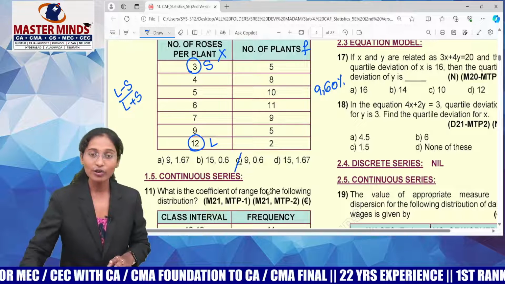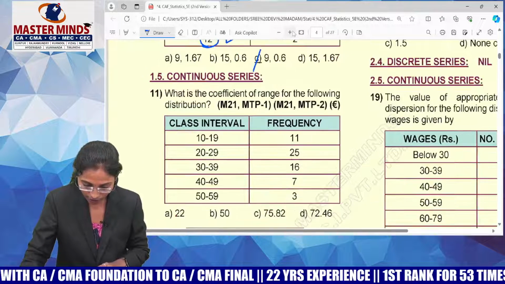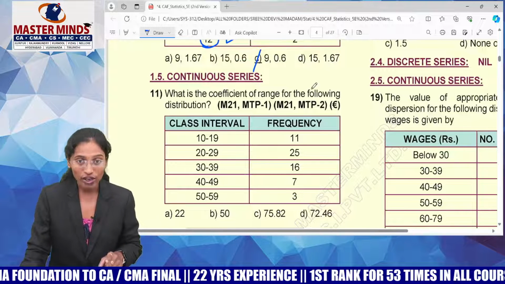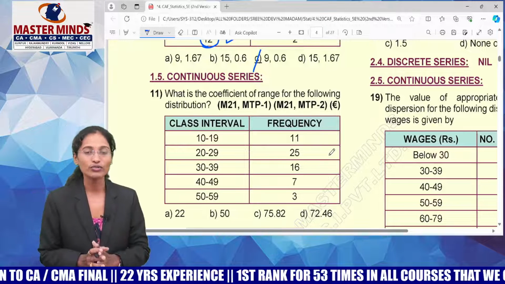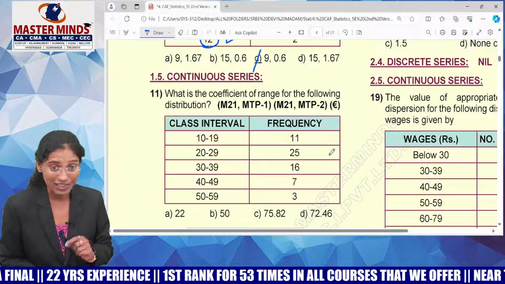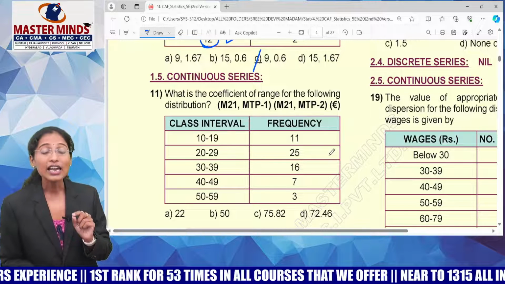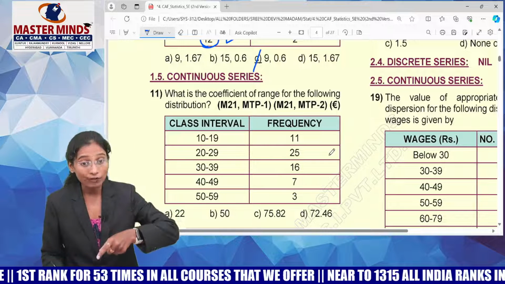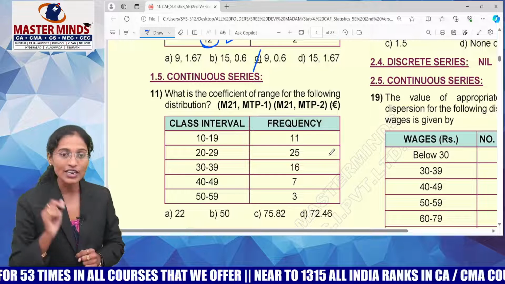Okay guys, now let's have a look at MCQ number 11. So guys, look at this question. It's such an important question. You must understand the process of calculating range. What is the coefficient of range for the following distribution? So, how to calculate the coefficient of range? So, guys, coefficient of range formula is L minus S by L plus S into 100, right? So, who is L? Listen to me, guys. L is the upper class boundary of last class after the classes have been arranged in ascending order. Are the classes arranged in ascending order?